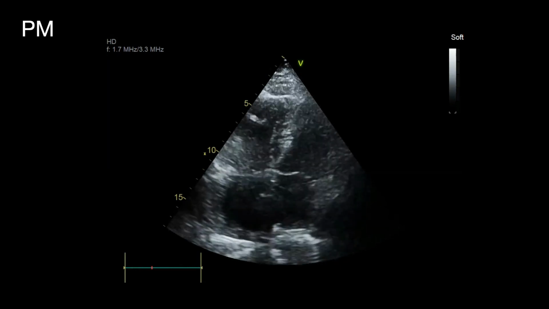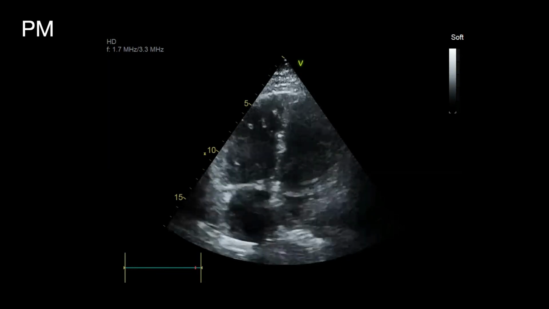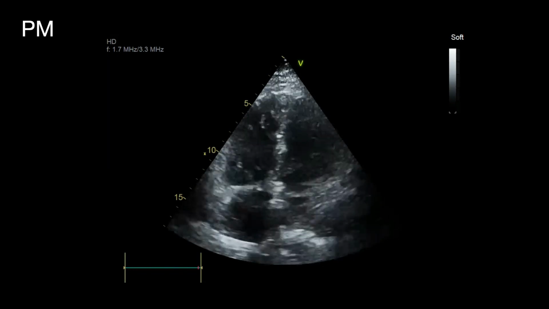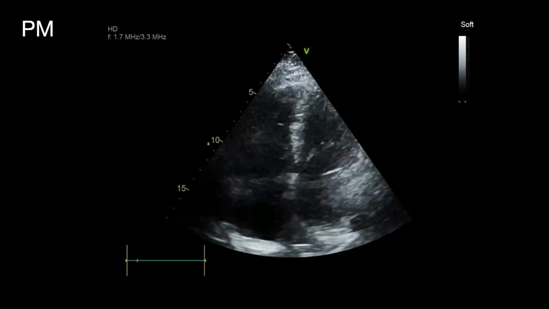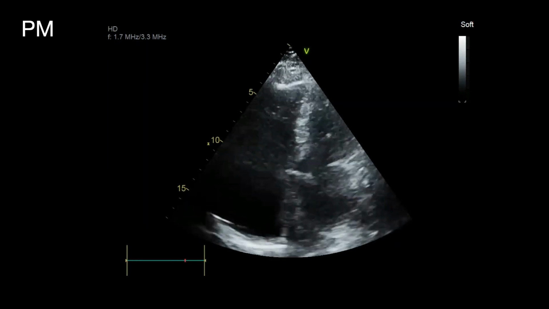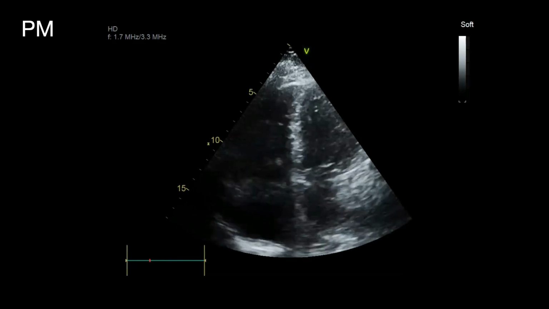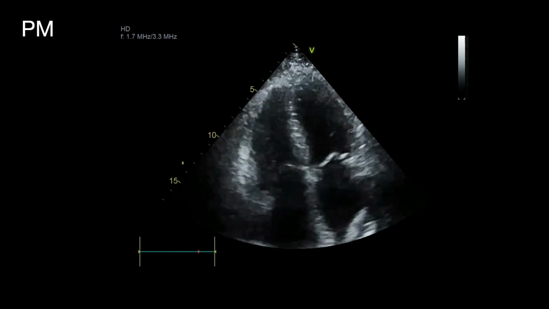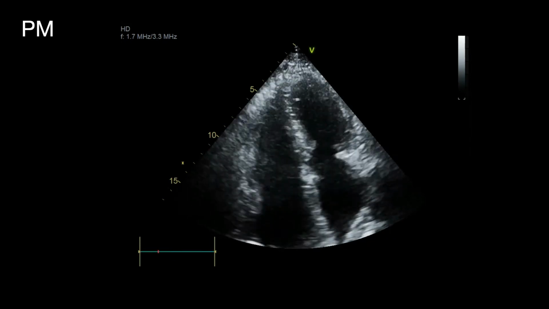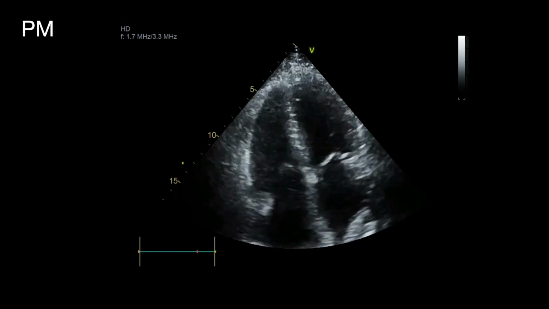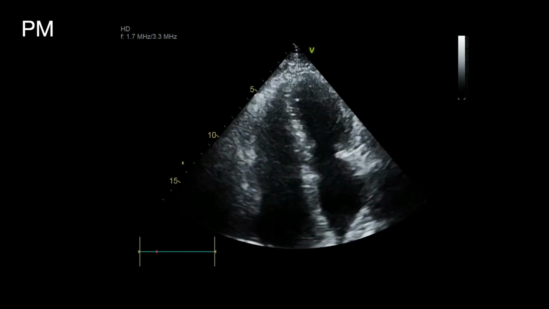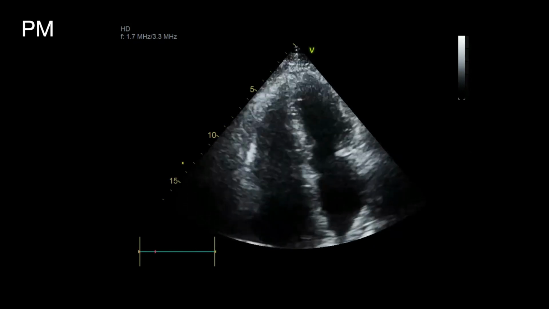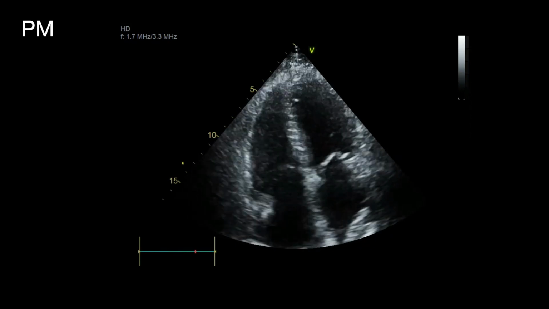And again, attempt at optimizing the image. And I think we can say the RV is significantly dilated or severely dilated. And you can see that it can take some time and a number of images to optimize it. Sometimes we don't have a lot of time in ICU, but if you can, be patient. It is very frustrating at times.